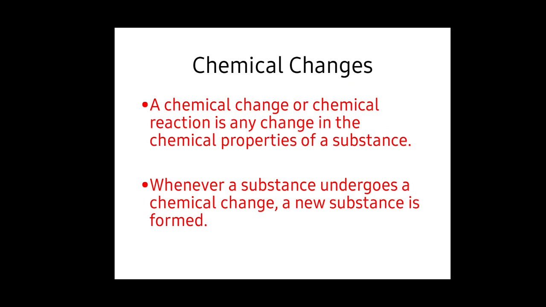Next, chemical change. A chemical change or chemical reaction is any change in the chemical properties of a substance. In the physical change, we said that a change in the physical property. In the same way, a chemical change is known as change in their chemical property. Whenever a substance undergoes a chemical change, a new substance is formed. This is the major difference between physical change and chemical change. During the physical change, no new substance is formed, but in the chemical change, a new substance is formed.